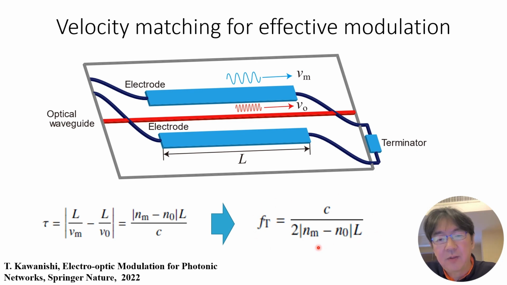And the expected bandwidth of the modulation device can be described by this equation. Of course, if we can increase the length of the device, the required voltage will be small. But if there is some residual velocity difference, we would have a trade-off relationship between the length and the modulation bandwidth. This is one of the issues in designing the EO modulators.